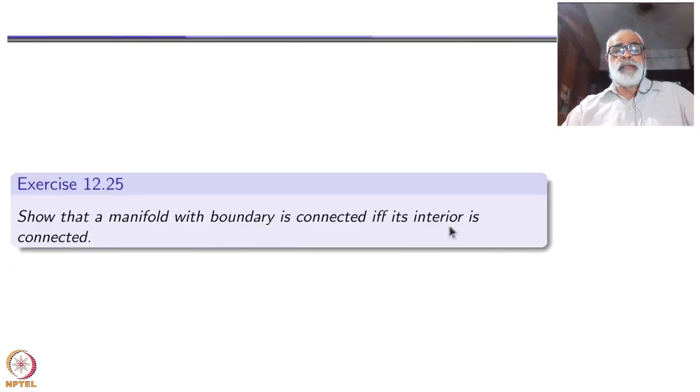Here is an easy exercise. Show that a manifold with boundary is connected if and only if its interior is connected. This is a slightly tricky thing, you have to think about this. The interior is connected, of course, but what about the points on the boundary? Why is the whole thing connected? That is what you have to show. But that will make you think, what exactly should I use here?